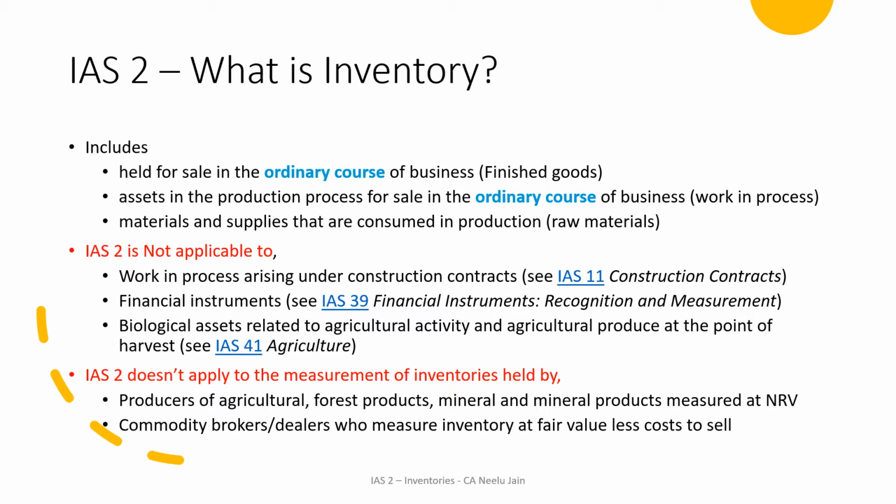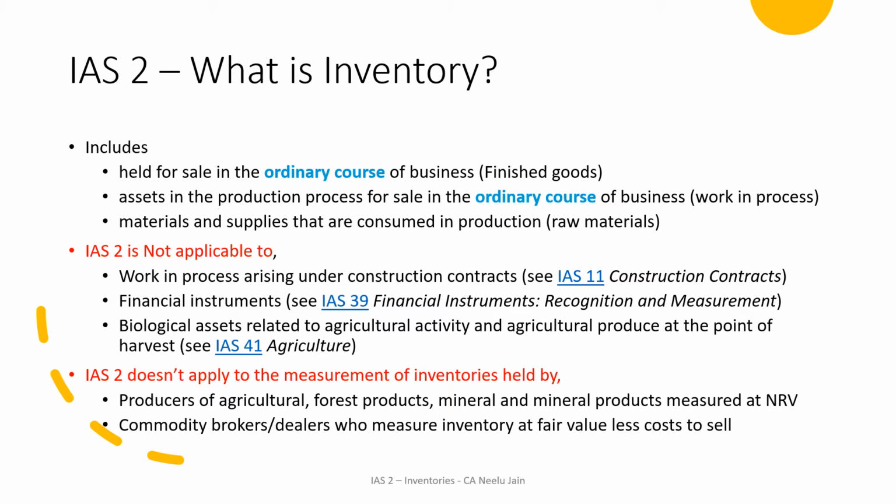It includes assets in the production process for sale in the ordinary course of business. So basically, if you look at the words production process for sale, it is talking about work in progress, inventory which is in the process of becoming finished goods. The third point is materials and supplies that are consumed in production, which is raw materials. So raw materials, until the time they become finished goods, are considered as inventory. So raw material, work in progress and finished goods.